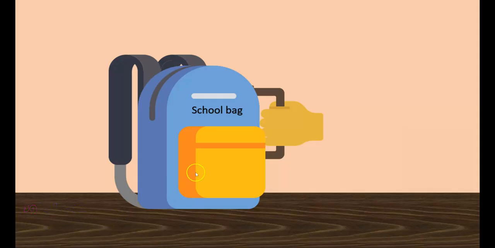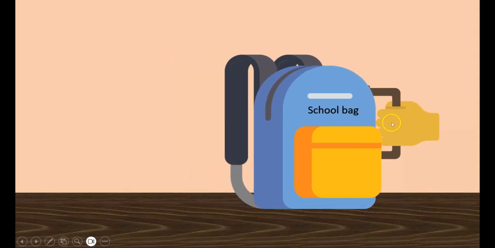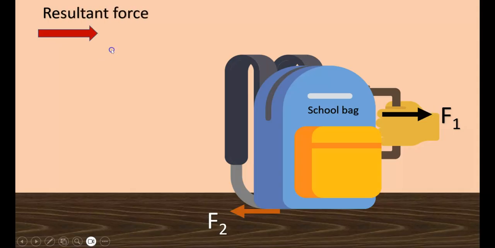In this slide, we have a school bag being pulled along the table by a force F1. There is a frictional force F2 that opposes the motion. As the two forces are not equal, and F1 is greater than the frictional force F2, the school bag will move to the right with a resultant force that is equal to F1 minus F2.